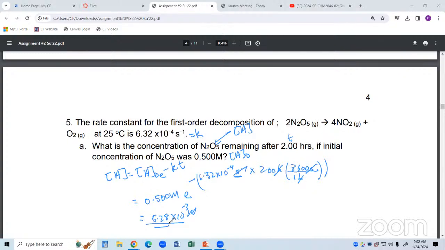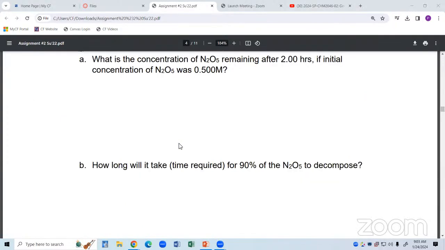Okay, so can I clear this? Thank you. Okay. So let me do that and scroll down. Now this question says, how long will it take, in other words, the time required for 90% of N2O5 to decompose? All right. So in this particular case, they're asking for t.